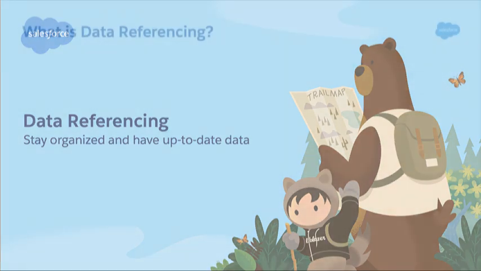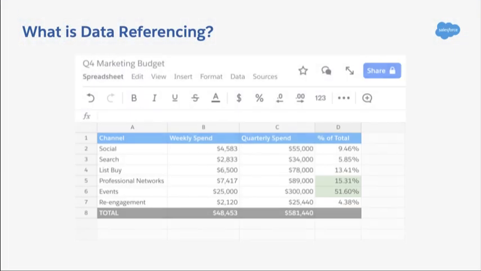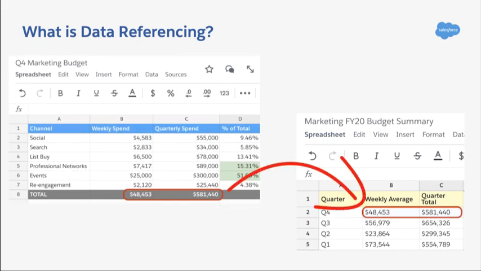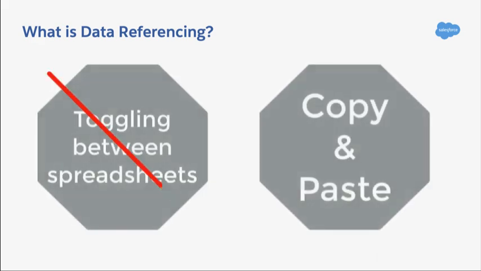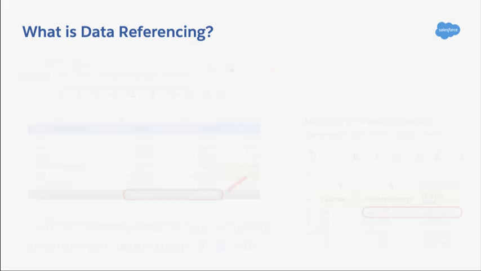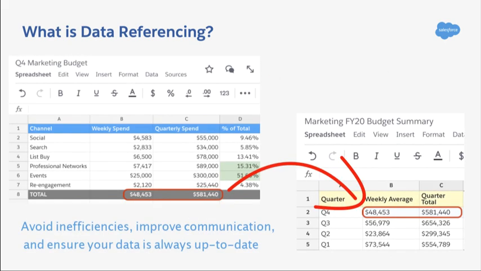First up, what is data referencing? Data referencing allows you to reference a cell, range of cells, or sheet from one spreadsheet in another spreadsheet. This means no more toggling between spreadsheets and no more wasting time with copy and paste. Reference your data across spreadsheets to avoid inefficiencies, improve communication, and ensure your data is always up to date.